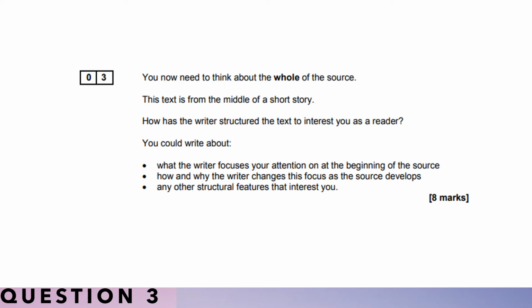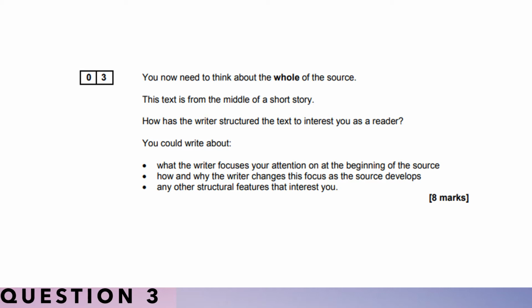The bullet points for this question are especially handy. It says you could write about these 3 things. In actual fact, we must write about these things. We need to start by thinking about the beginning of the source and what our attention is focused on. And then that second bullet point, how and why this changes as the source develops. So we can then think about the middle of the source, and then we can think about the end of the source.